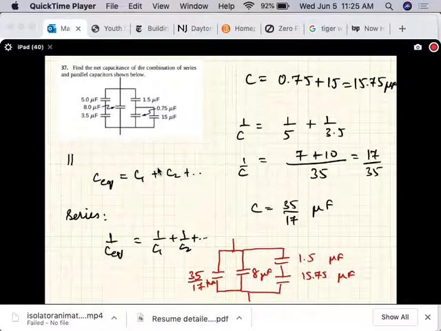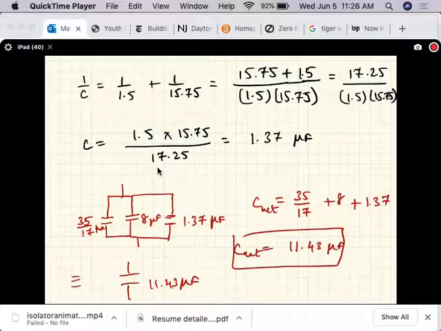Again, what we are doing in this problem is, wherever you see a parallel or a series combination, keep reducing them. And you just keep going, doing that till you end up with a single capacitance. So that's the trick.